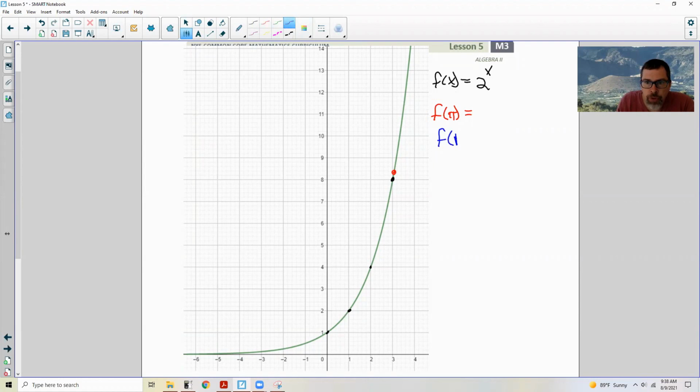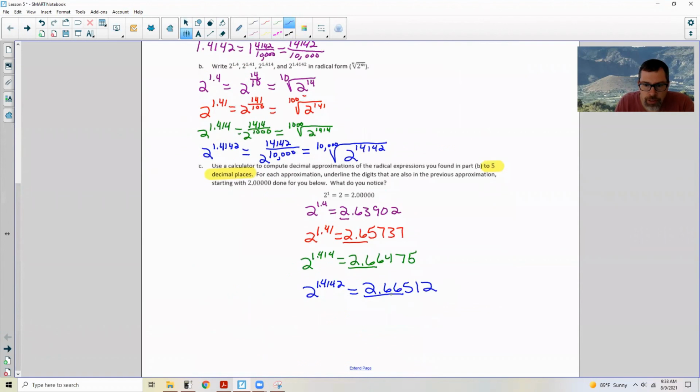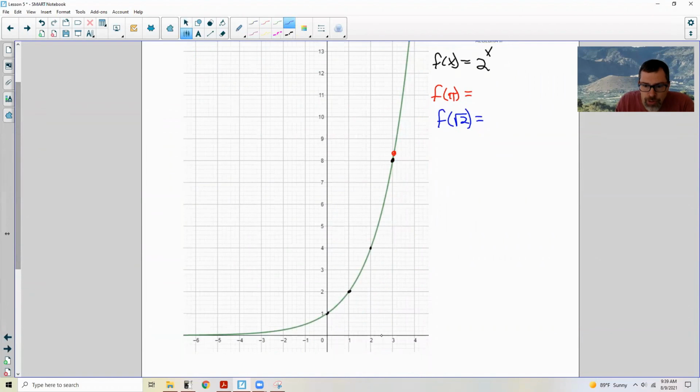And f of the square root of 2, which we've already done on the previous page. Well, what is the square root of 2? The square root of 2 is 1.414 something. We're getting closer and closer. So 1.414 is a little bit more than 1.5. It's somewhere over here. So somewhere in this vicinity is 2 to the power of the square root of 2. And it's 2 point something. 2 to the power of pi, which is 3.14159, is 8 point something.